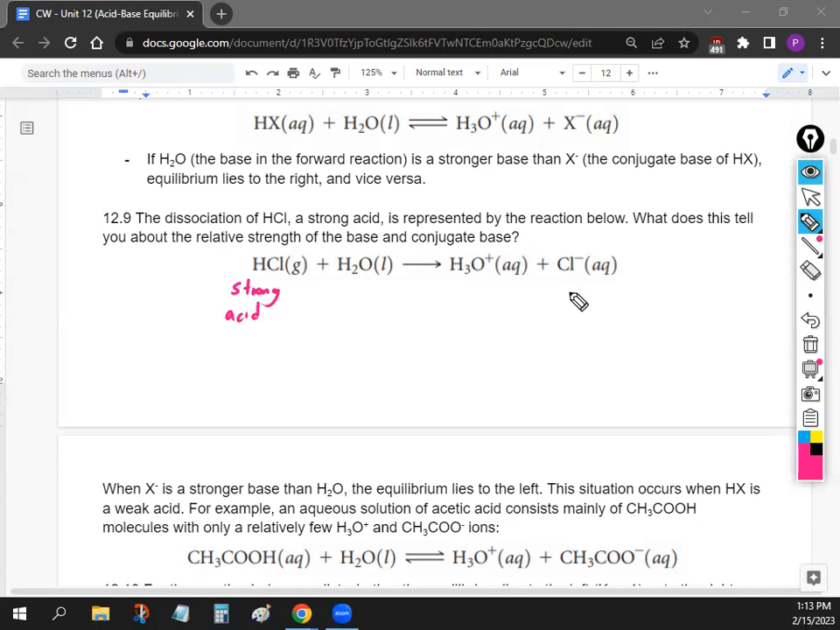Yeah, if you want to allude to the reaction, that's fine. Strong acid, you're supposed to know that they're non-reversible. Good question though. So HCl is a strong acid, which means the conjugate is a what?